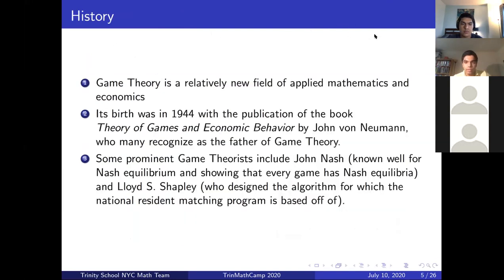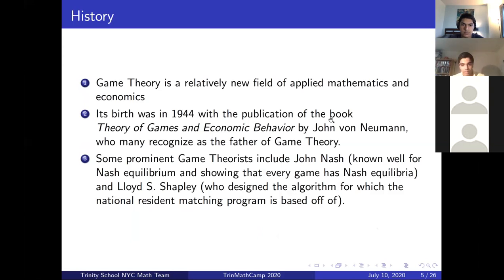Okay, so let's talk a little bit about the history of game theory. Game theory is a relatively new field of applied mathematics and economics. It was first introduced in 1944, and that's when we would say game theory is born, with the publication of the book Theory of Games and Economic Behavior by John von Neumann, who many recognize as the father of game theory. If you think about it, 1944 is not even 100 years ago, so it's definitely a relatively new branch of mathematics compared to many other existing fields.